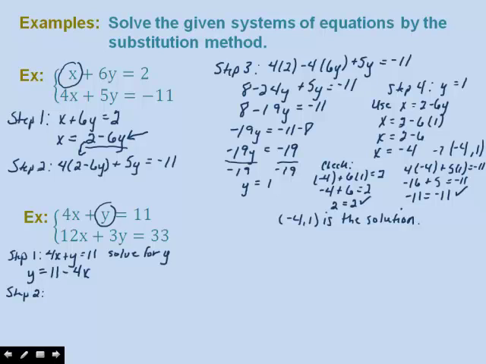Now for step 2, we're taking our other equation, and this time we're going to substitute this expression into our other equation in place of y. So our second equation was 12x plus 3 times y. So we're putting big parentheses there so that we can substitute in our expression.